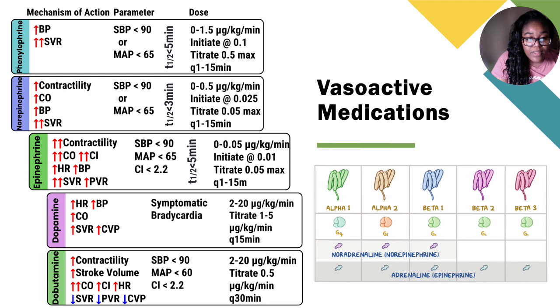Norepinephrine specifically will increase contractility, cardiac output, and systemic vascular resistance. We normally give epinephrine to increase contractility, cardiac output, heart rate, blood pressure, and systemic vascular resistance. We normally give dopamine to increase heart rate and blood pressure as well, especially in the case of symptomatic bradycardia.